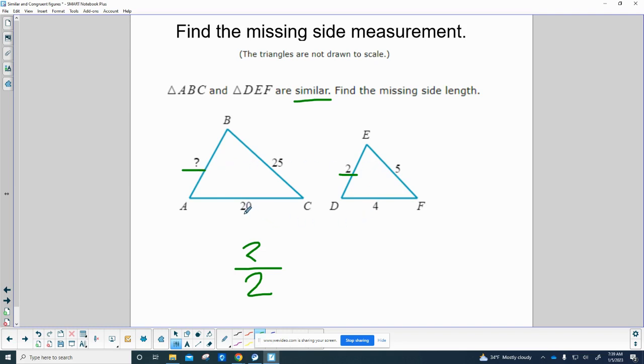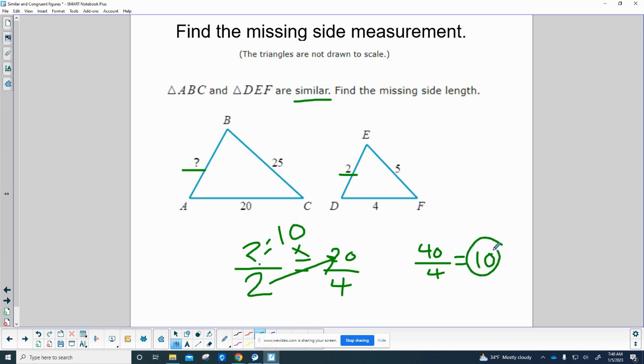So now I'm going to make a ratio between two other corresponding sides. I could use the bottom ones or the right side ones. I think I'll use the bottom ones in this case. So I'll make a ratio with 20 over 4. Well, all I have to do is cross multiply. 2 times 20 is 40. And then 40 divided by 4 equals 10. So I know that my side over here, the question mark that I'm looking for, is 10.